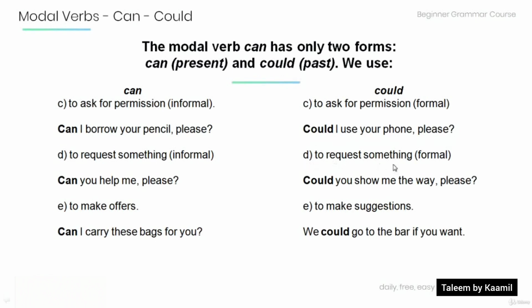D, to request something. Formal. For example, could you show me the way, please? E, to make suggestions. For example, we could go to the bar if you want.